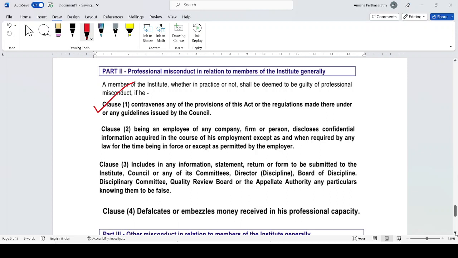a member of the institute, whether in practice or not, shall be deemed to be guilty of professional misconduct if he, being an employee of a company, firm, or a person, discloses confidential information acquired in the course of his employment, except as and when required by any law for the time being enforced, or except as permitted by the employer.